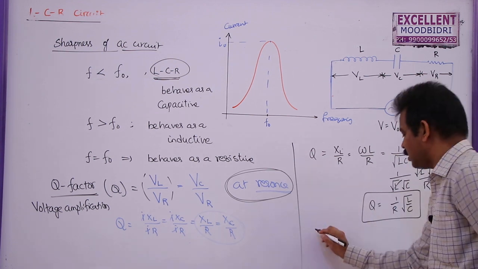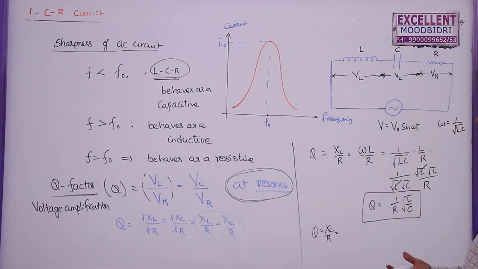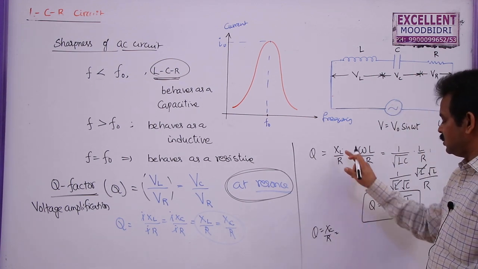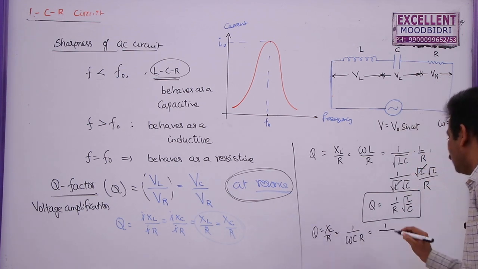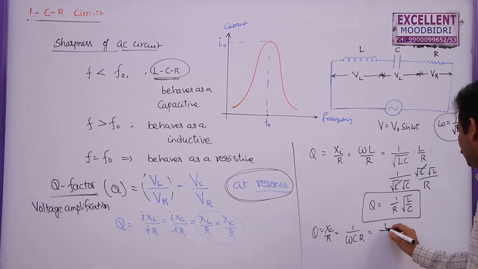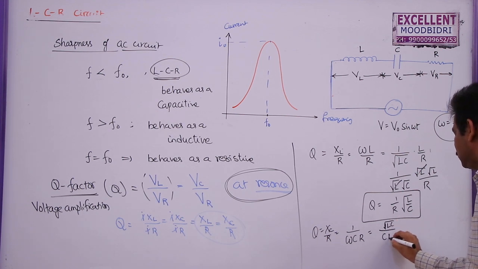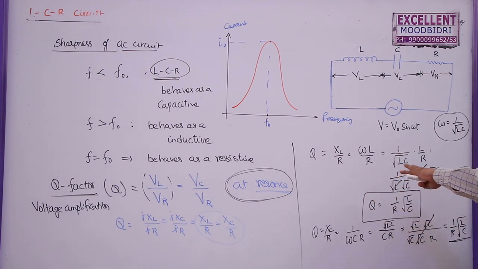Suppose instead of XL by R, we take XC by R also, you will get the same value. Why? Because at resonance XL is equal to XC. XC is equal to 1 by omega C, into R. 1 by omega is equal to root LC. So root LC by CR. This is root L into root C by root C into R. This cancels. Once again you will get 1 by R root of L by C. So these are the different expressions to find out the quality factor.